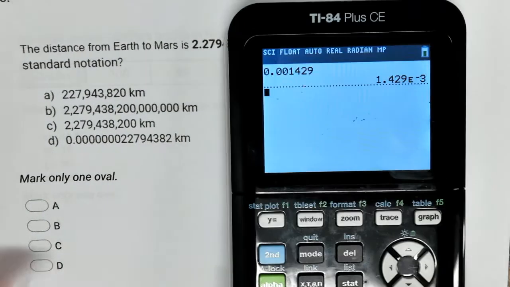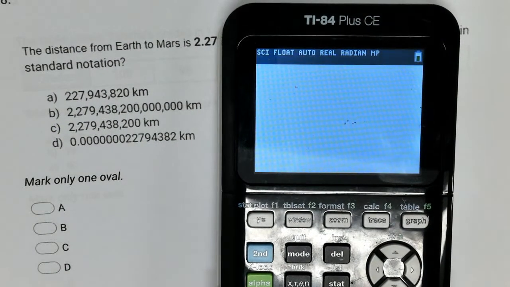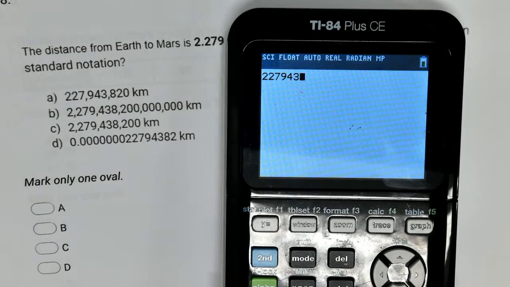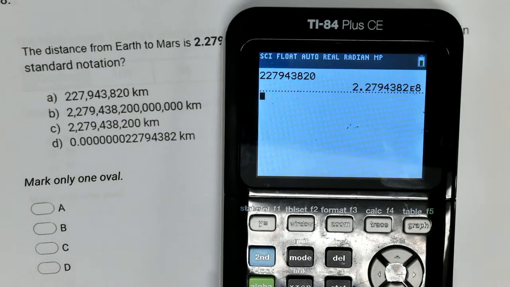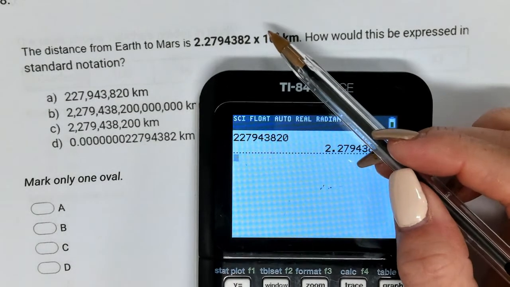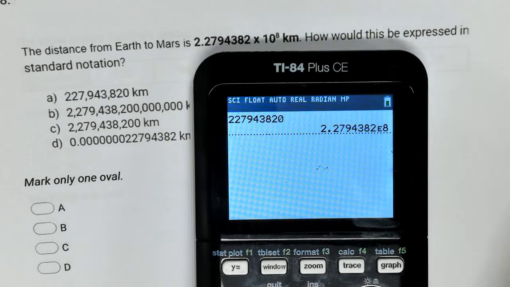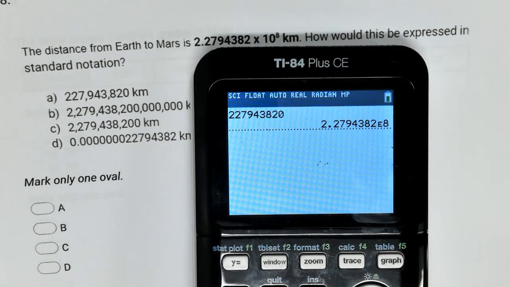So I'm just going to try choice A. I'm already in mode SCI. I'm going to put in 227,943,820, and did it give me that answer? Yep, so the answer is A. Use your answer choices and just keep your calculator in SCI mode.